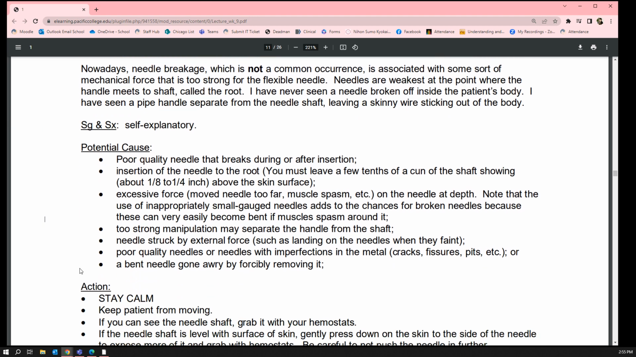As far as potential causes, it's going to be poor needle quality or poor needling. So either inserting the needle to the root. You never ever want to bury a needle. Leave a few tenths of a cun of the shaft showing above the skin surface, just so that we never have a needle buried inside of a patient. Excessive force on the needle at depth, so just too much manipulation. Needle struck by external force. So if a patient faints and falls off the table, perhaps it might break the needle. Poor quality needles or needles with imperfections in the metal, or a bent needle gone awry by forcibly removing it.